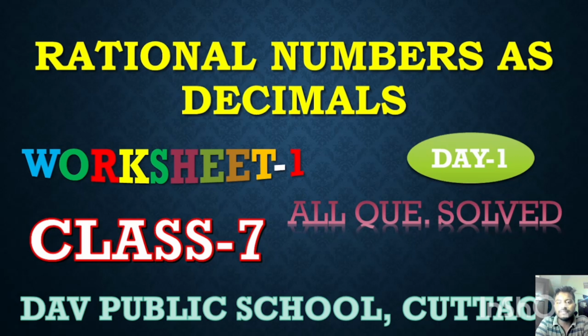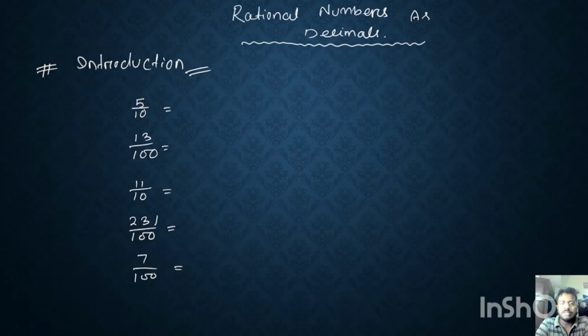Students, today in this session we discuss worksheet 1 of the chapter Rational Number as Decimal. So today is day number 1. In this session we discuss all the worksheet 1 questions in detail. So let us start the session. First, the introduction. Then, what is a decimal number?